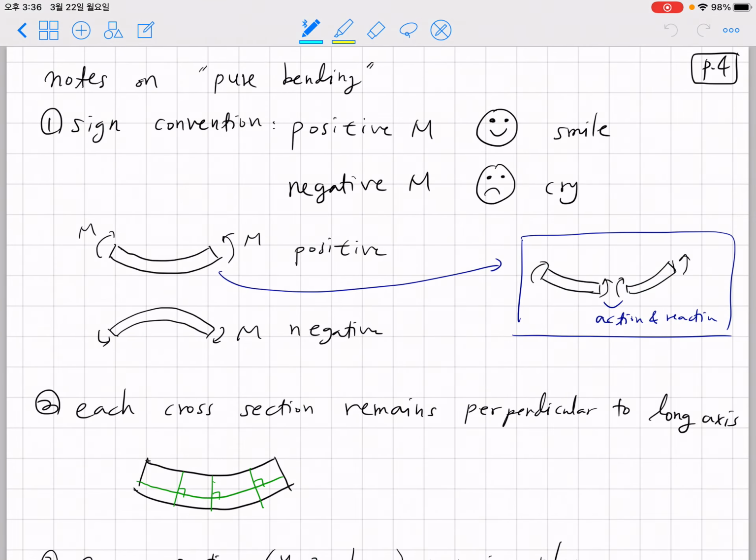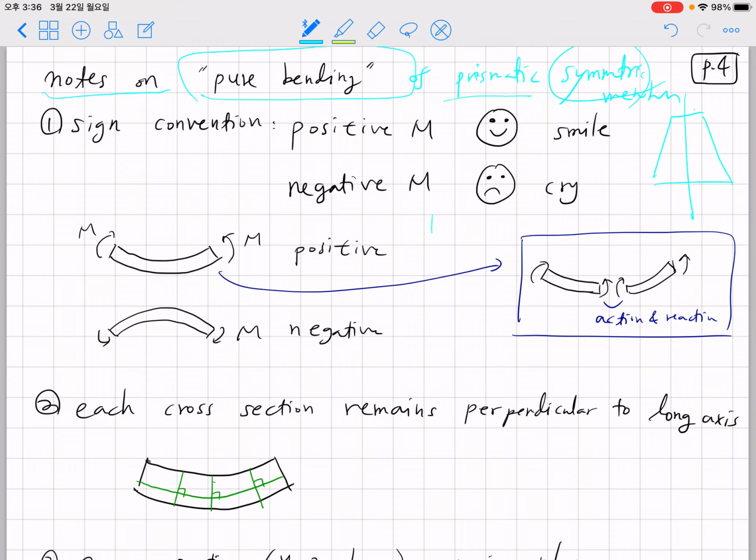And let's also make a qualitative note on pure bending of a prismatic symmetric member. What I mean by symmetric is that the cross section is symmetric. What I mean by prismatic is that the beam should have the same cross section throughout the entire beam. If you have a beam with a smoothly changing cross section area, you cannot call that a prismatic beam.